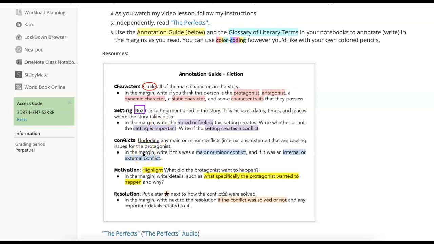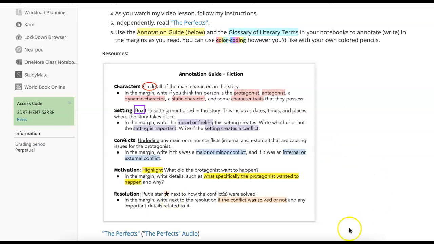And then moving on to conflict, remember that we have internal conflict, which is when the main character struggles against something within himself, or external conflicts, which could be like a character versus another character. So you can underline any major or minor conflicts, and you can annotate if you think they're internal or external. You could use your highlighter to highlight character motivation, so what the character wants to happen and why. And finally, towards the end of the story, you can put stars next to any lines that indicate how the conflicts were solved, if they were solved, okay?